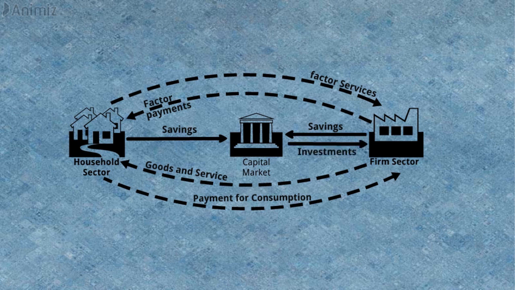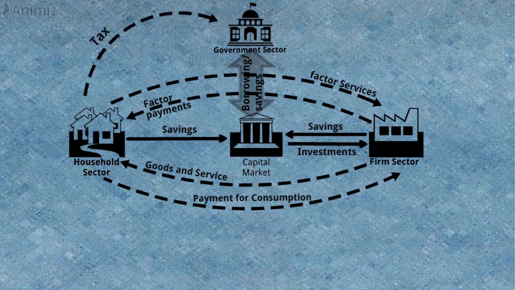Now let's bring government sector into the economy. Government sector also makes savings and borrowings with the capital market. Coming to the household sector, they pay taxes to the government, and the government makes payment to the household sector. That particular payment is called transfer payment. Transfer payment is an income which is received without giving goods or service in return. Examples are subsidies, scholarships, donations, etc.